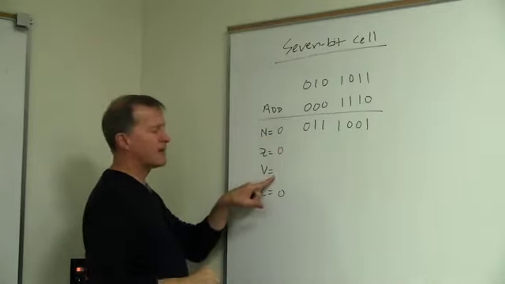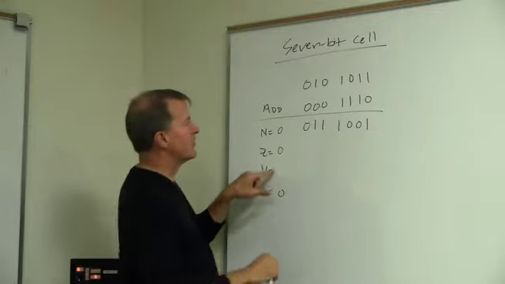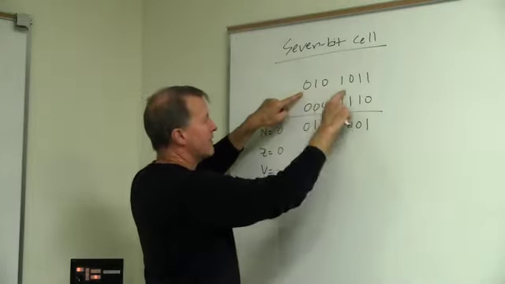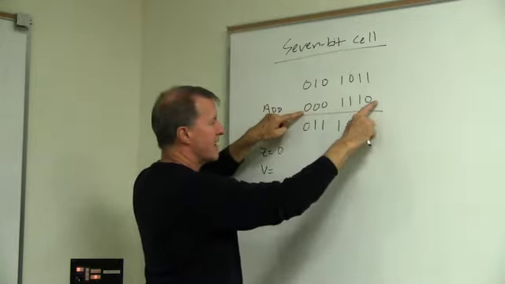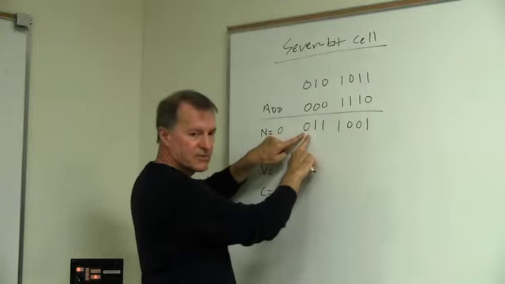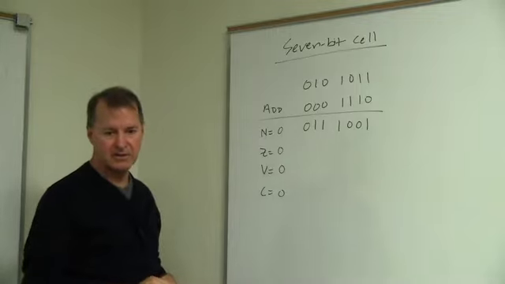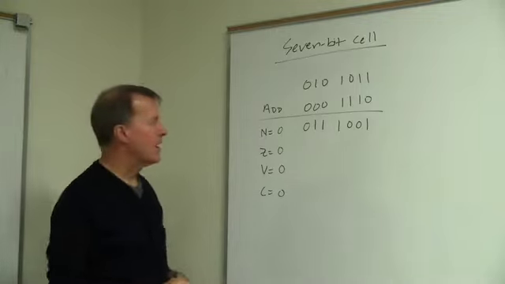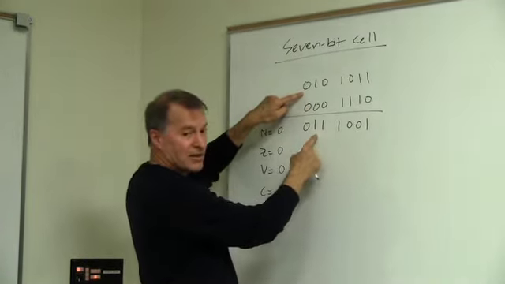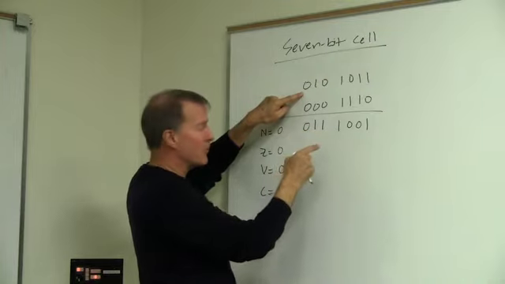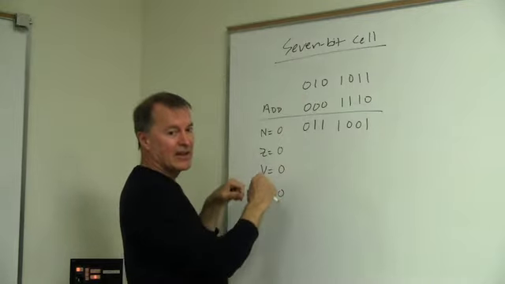Now what about V? Was there an overflow here? No. How do you know there was no overflow? Because what kind of number is this? Positive. And this? Positive. And what did you get? A positive. So that means there was no overflow. Question: would overflow only happen if the second most significant bit were both ones? Not necessarily, but if they are both ones, then there would be a carry.